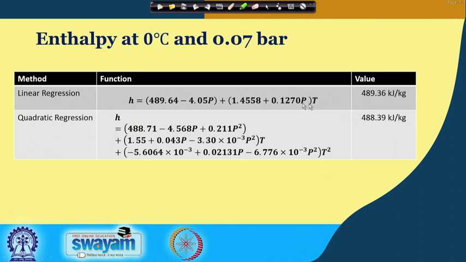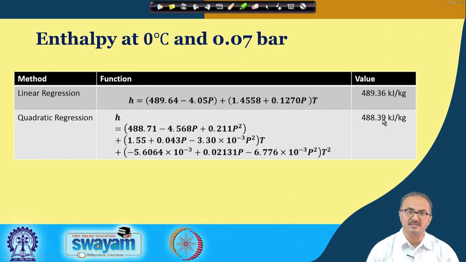Now, here we have these two expressions of regressed enthalpy. One is H for the linear regression, this is the thing we are getting, and this is the one we have got for the quadratic regression. Here what we do now is find the value of the enthalpy at the given temperature and pressure simply by plugging in the values in these two equations. And what we find is that these two values are coming almost quite near each other.